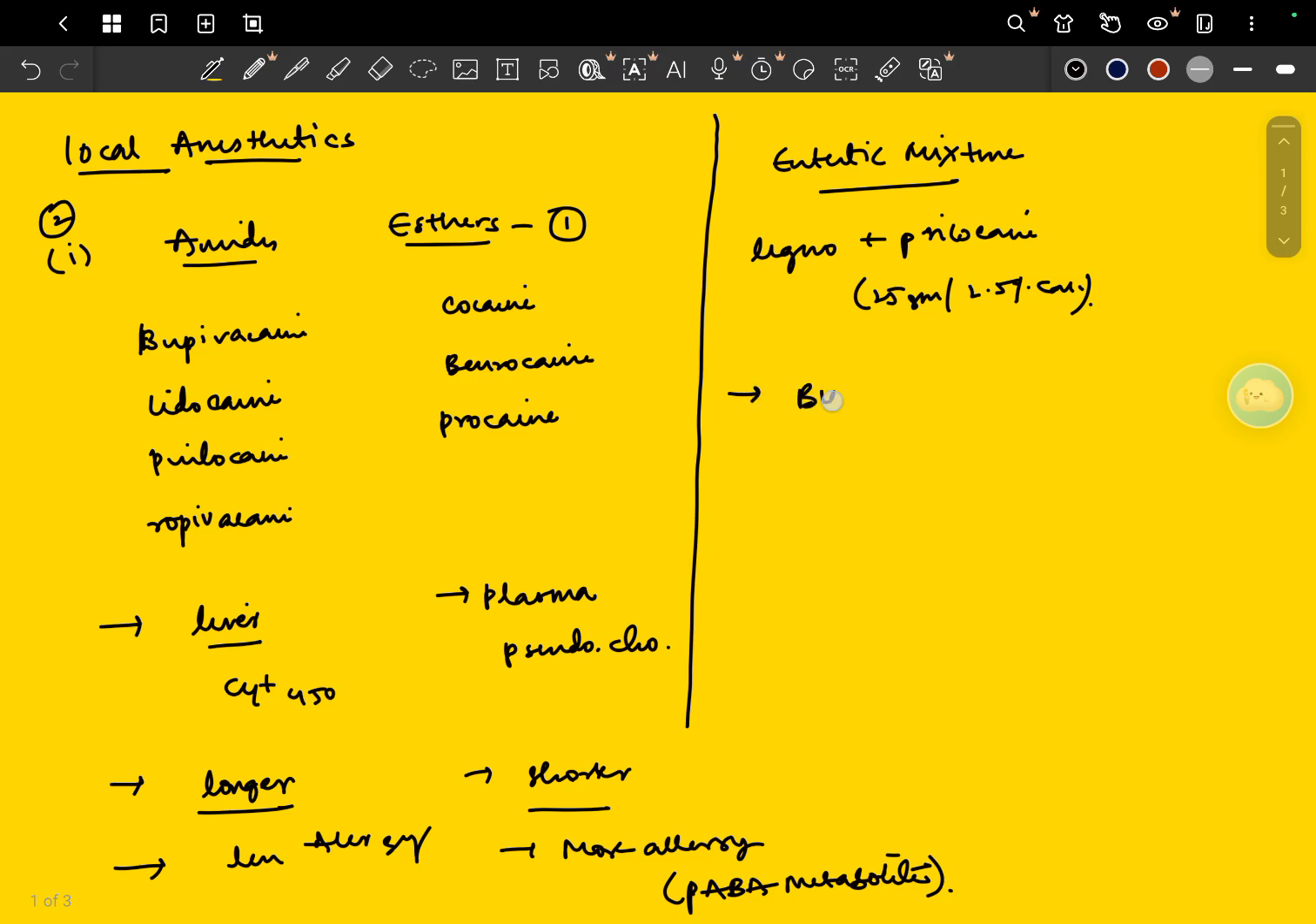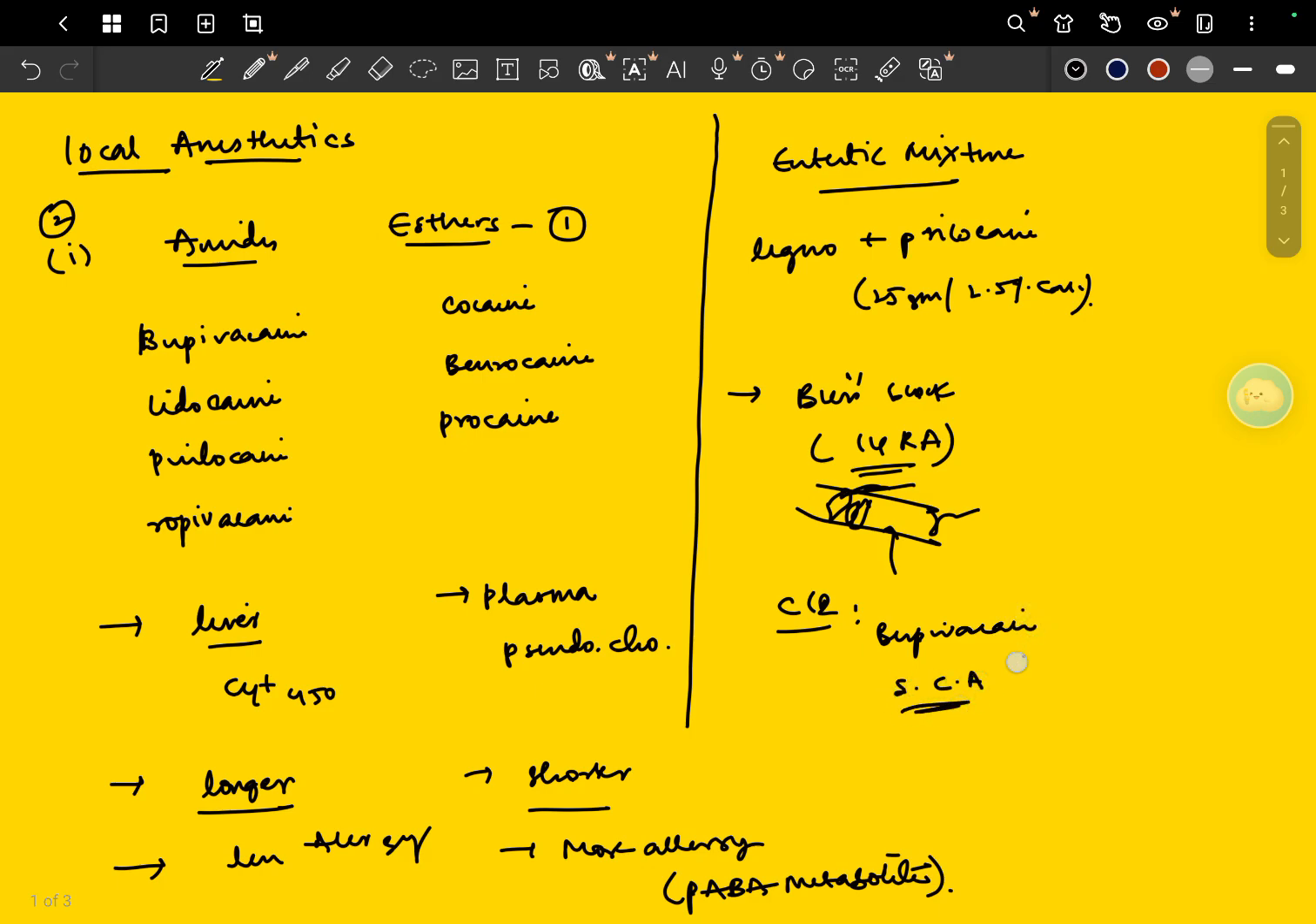Next we'll have Bier's block, or intravenous regional anesthesia. So where the person's hand will be, we'll be putting pressure, building up a pressure, then a cotton pad, and we'll give this lidocaine. So this is contraindicated with bupivacaine and sickle cell anemia because of the risk of microvascular occlusion. So this has to be remembered as a contraindication.